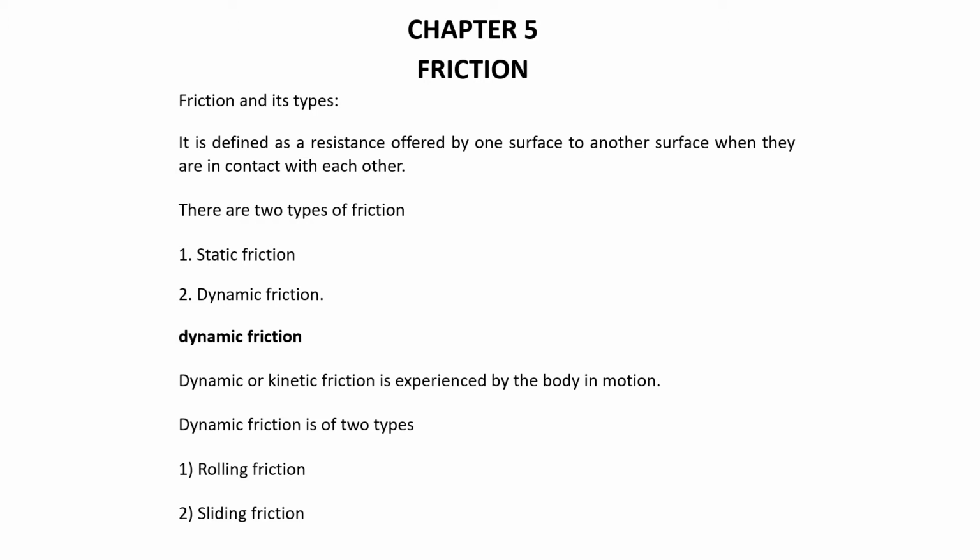There are two types of friction, static friction and dynamic friction. Dynamic or kinetic friction is experienced by a body in motion. When the body is in motion, it is called dynamic friction. And when the body is in equilibrium, we call it static friction. There are two types of dynamic friction, rolling friction and sliding friction.